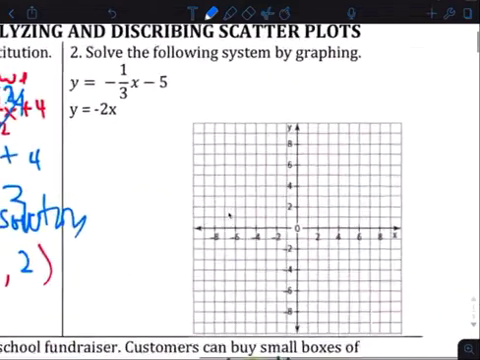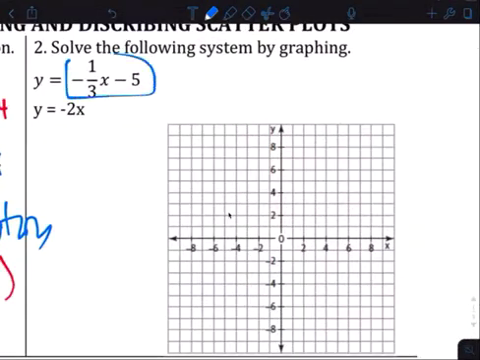And then here you graph. This one you start at negative 5, that's the y-intercept. You go down 1 over 3, down 1 over 3 each time. Go the other way. Okay, and then this one here, you start at 0 right here. You go down 2 over 1. Oh, here's the solution right here.